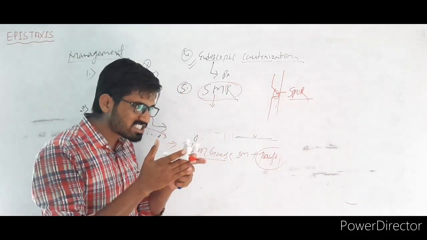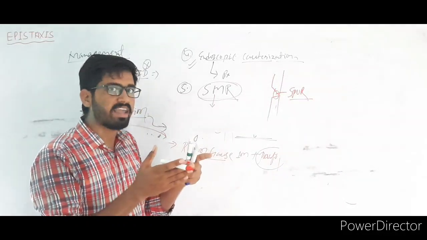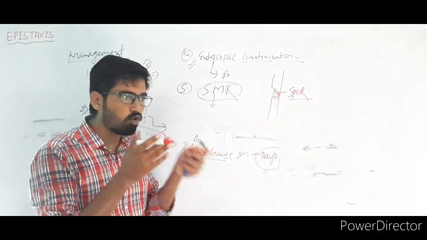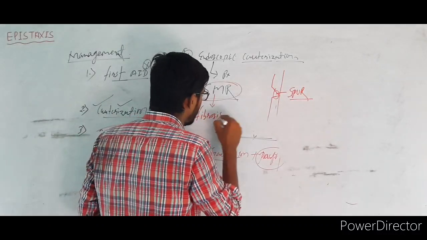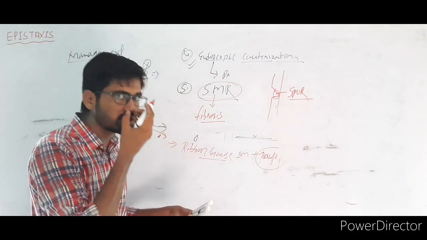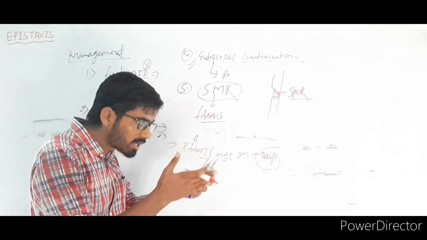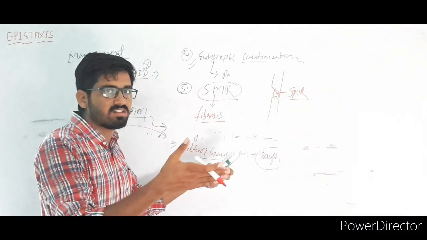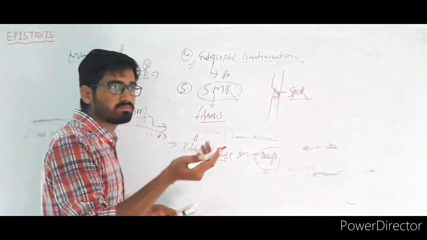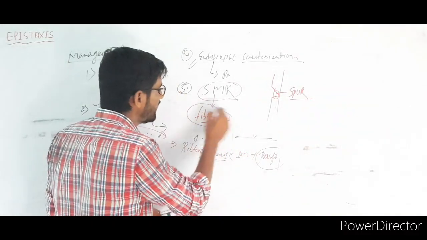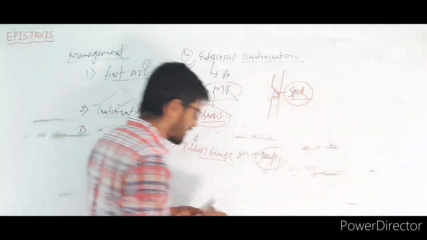In the SMR, we just elevate the mucoperichondrial flap and reposition it. So what will it lead to? It will lead to fibrosis, and this thickness will be increased. So what will happen? The vessels will be compressed, and compression of the vessels will stop the bleeding, right? So fibrosis and the spur, for this only we are doing this SMR.